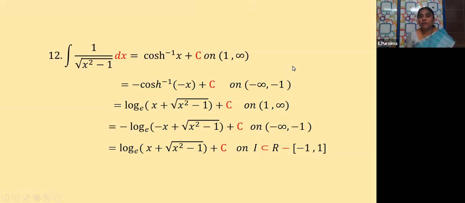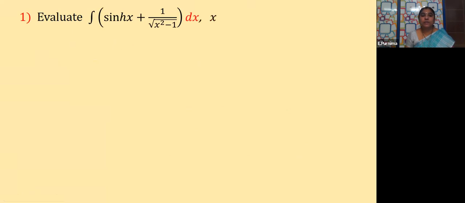Let us see. You can understand it with one sum here, children. Let us see one sum. So what is the question here? Evaluate the integral of sin hx plus 1 by under root of x square minus 1 into dx, where x belongs to I subset to minus infinity comma minus 1 union 1 comma infinity.